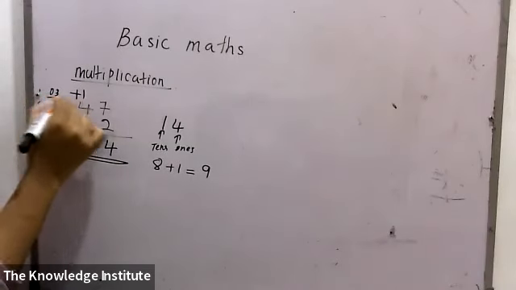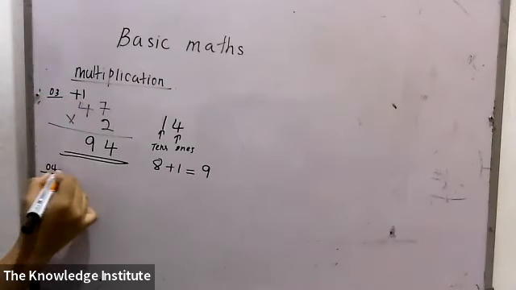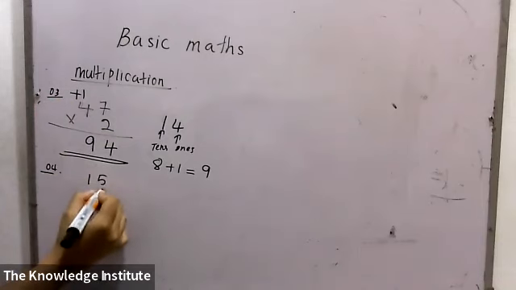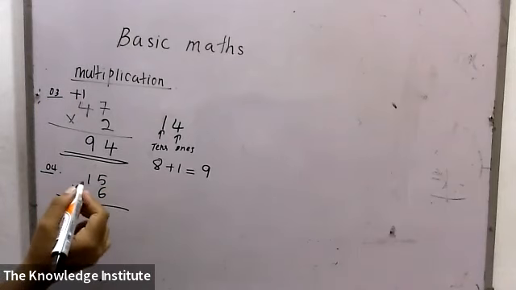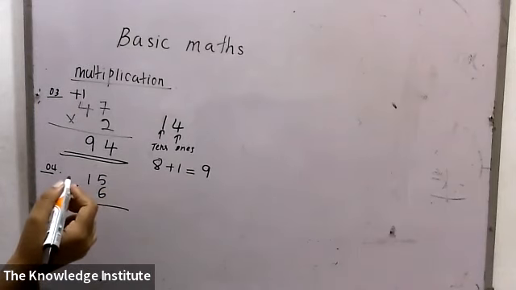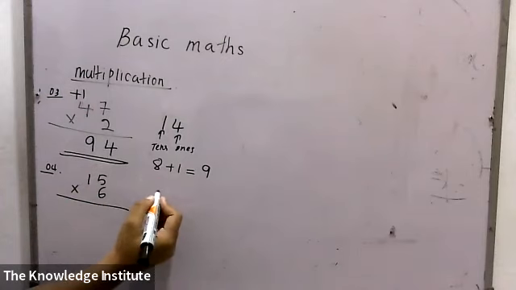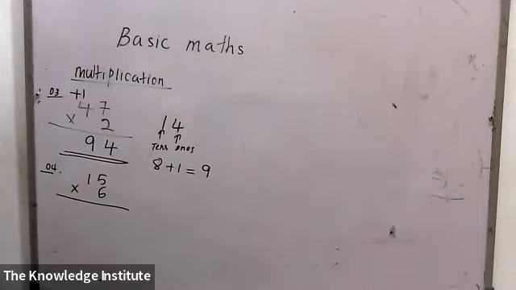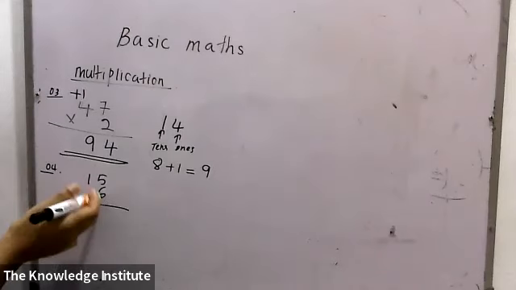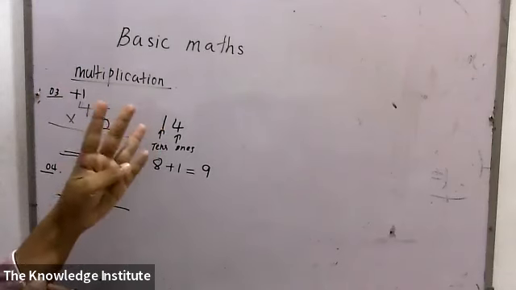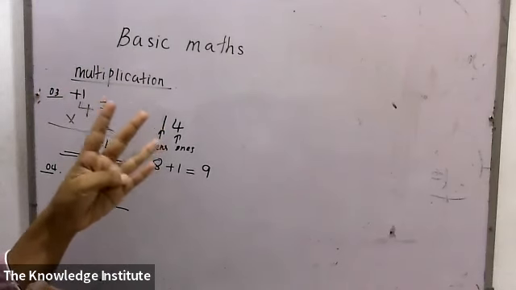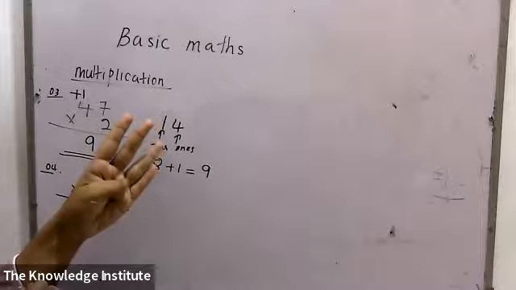This is third example. Fourth example. Let's say you all have 15 multiplied by 6. Tell me, if you multiply 6 by 5, what is the answer? No, 6 by 5, multiplication. Okay, tell with me. 5 ones are? 5.